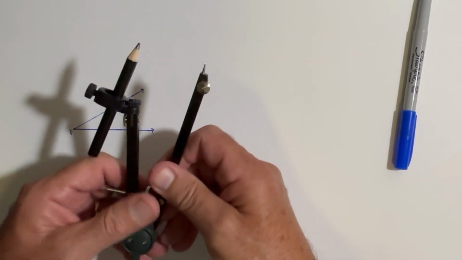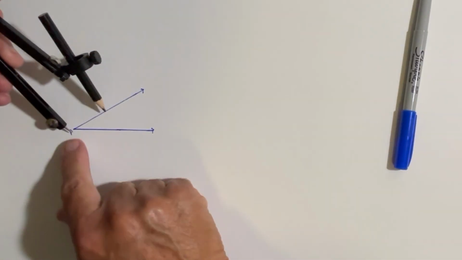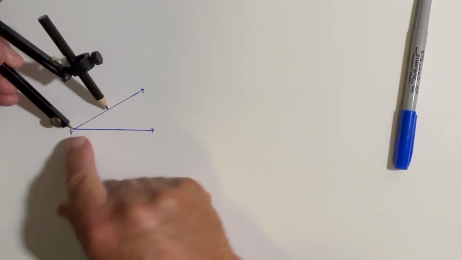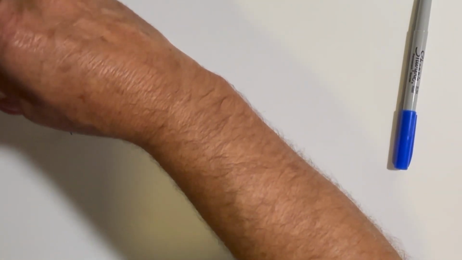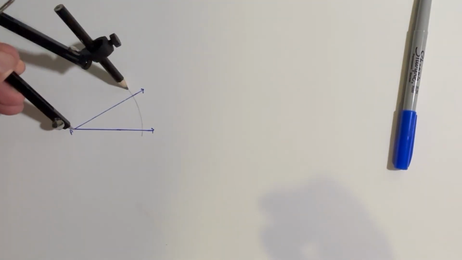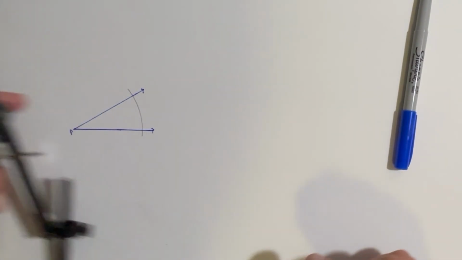I'm adjusting my compass now to get it about the right size. Okay, I'm going to put the needle at point A. Now let me adjust this out as far as I can to get a good arc. Okay, now I'll draw the arc right there. I said I'm going to leave my compass alone. I'm not going to change the dimensions of my compass.